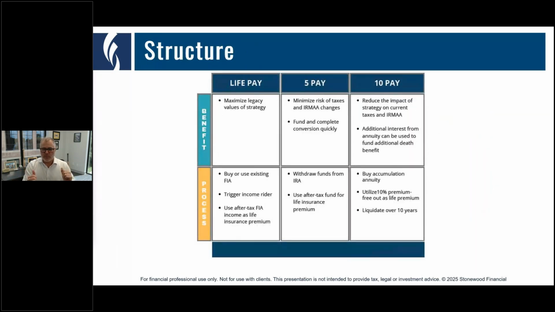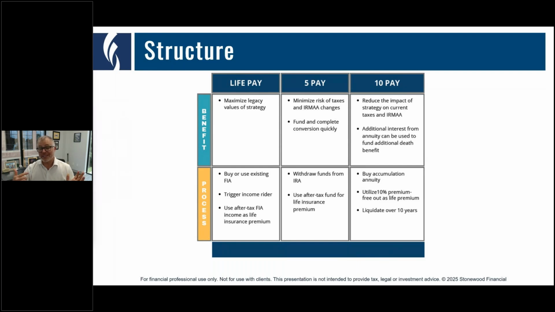I'll just kind of look through the lens of the document now. We mentioned those three different types of structure, right? We start with the life pay, and then the 5-pay, and then the 10-pay. Let's spend a little bit more time on each one of those. Like, why would you want to do a life pay?